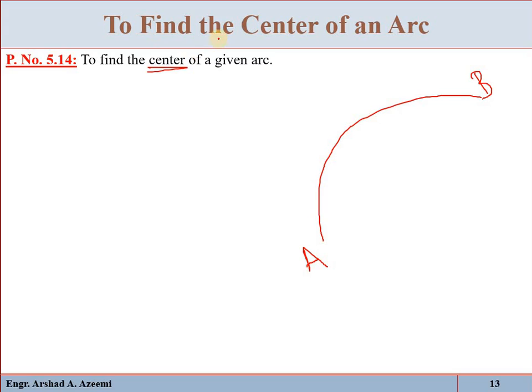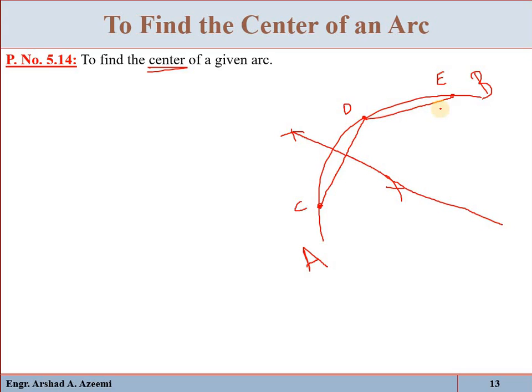So just take 3 points on this arc. Suppose we have taken 1 point, another point, another point. Suppose these are points C, D and E. Randomly just take 3 points, join C with D and D with E. Now draw the perpendicular bisector of CD. Open a compass, place it at C, mark here an arc and here an arc, place it at D, mark here an arc and here an arc. Now join these 2 points, so this will be the perpendicular bisector.